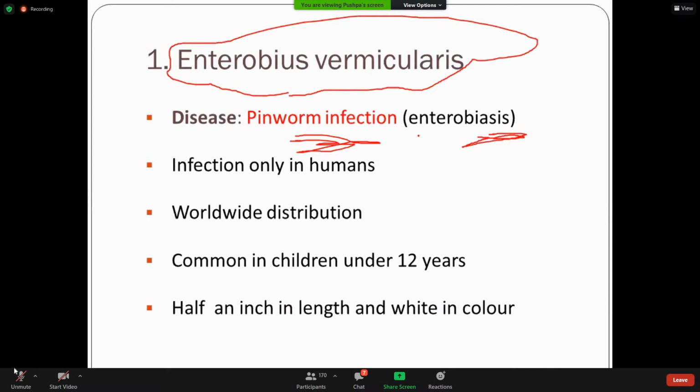teniasis, like, and every -iasis. Like if there is inflammation, we call that condition with -itis, like thrombophlebitis, like arthritis. All the inflammation ends with -itis. Here, the parasitic infection, we will call it as -iasis, Enterobiasis.